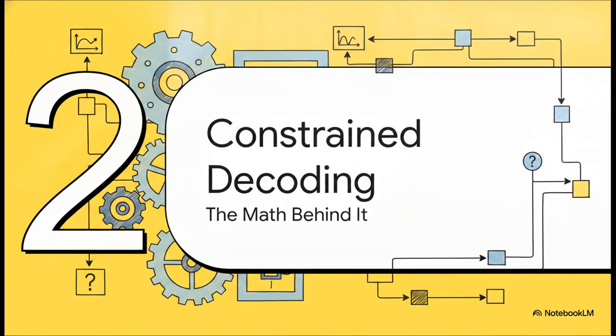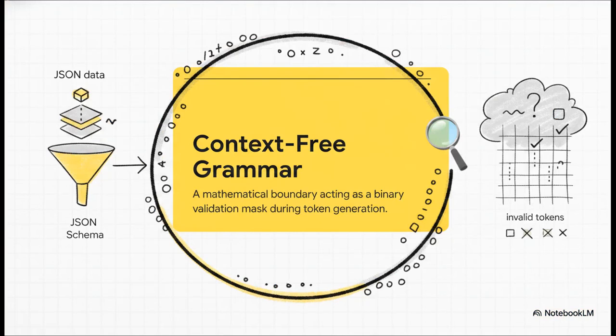That brings us nicely to Section 2, Math of Constrained Decoding. We're going to look under the hood at how native structured outputs solve this formatting headache right at the inference engine level. The real magic happens when we treat the solution as a mathematical absolute.